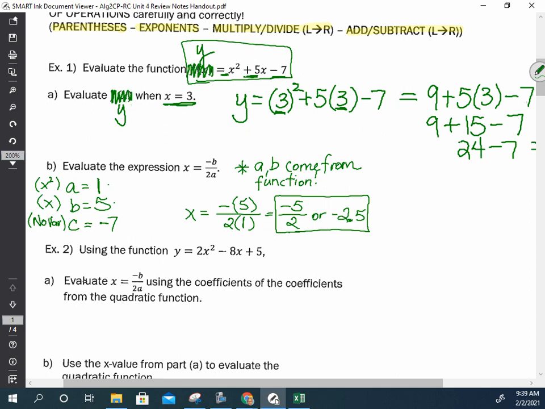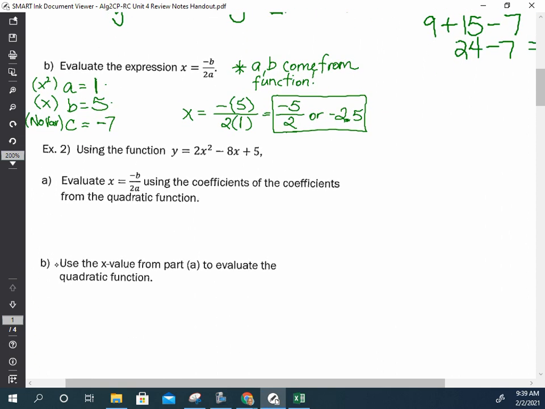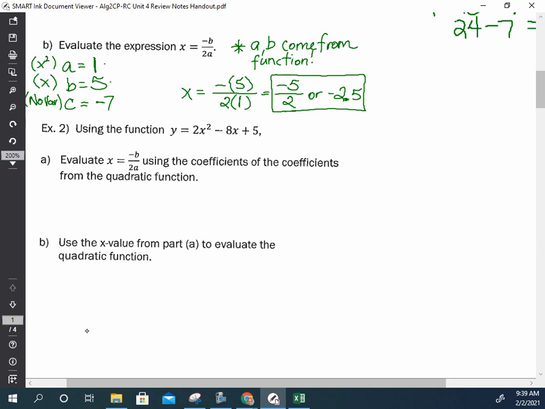All right, problem 2. And if you have questions, make sure to ask. If you don't have questions, that's fine. If you do have questions and you don't ask, then I can't help you there. Closed mouths don't get fed.